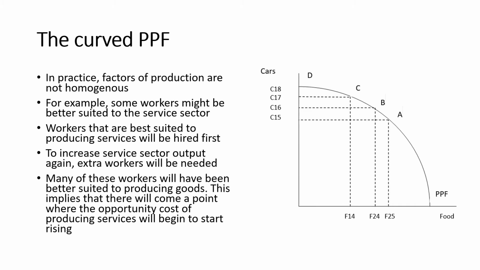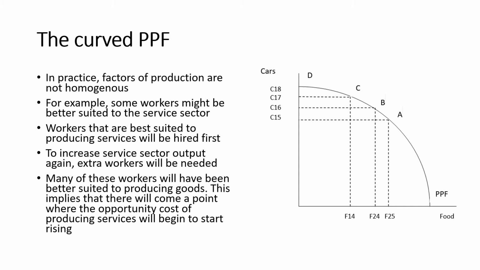So if we decide to up the output of cars from C15 to C16, we'll need extra factors of production. Because we're operating on the edge of the frontier, there are no factors of production lying idle. So the extra factors of production that we need for cars will have to come out of food production. So the opportunity cost of the decision to increase the output of cars from C15 to C16 is a reduction in the output of food from F25 to F24. So at the moment we've got a 1-for-1 opportunity cost trade-off, which implies that the labour that we moved out of food into cars was equally productive in either industry.